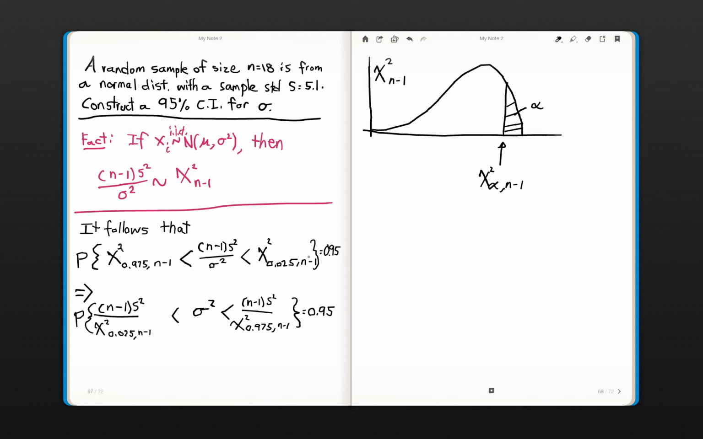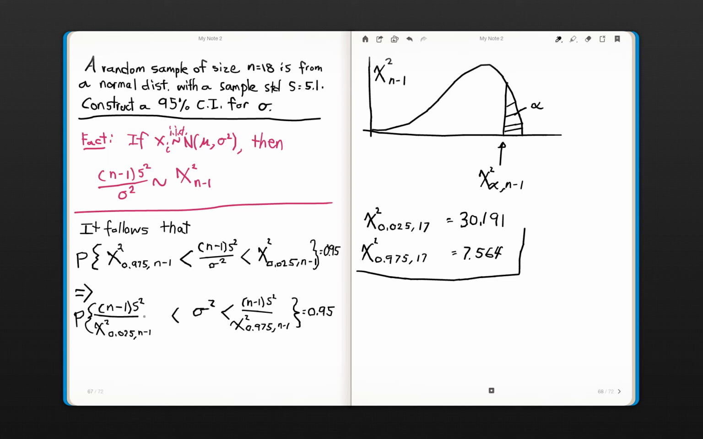So if we want to look up these values, which I've already done, and I trust you to look these up yourself: chi-square 0.025 with 17 degrees of freedom, because n is equal to 18, so we subtract 1 to get 17 degrees of freedom, is equal to 30.191, and chi-squared of 0.975 is equal to 7.564.